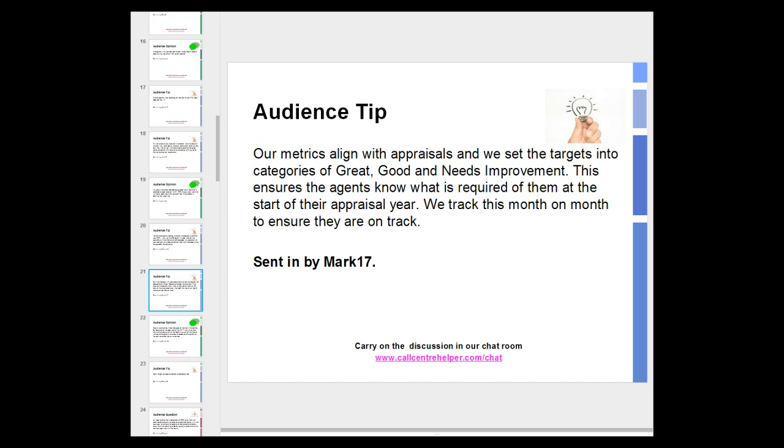So we're going to take a few more tips. Our metrics align with appraisals, and we need to set targets into categories of great, good, and needs improvement. This ensures the agents know what is required of them at the start of their appraisal year. We can track this month on month to ensure they're on track. It's quite a nice one.